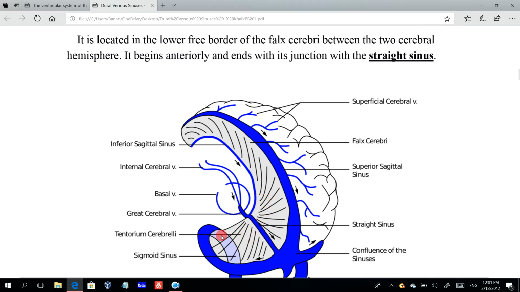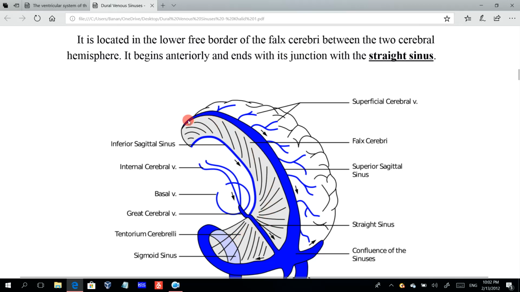as we said in the previous lecture, this covers the posterior cranial fossa, and beneath this tentorium, it's like a tent, beneath it we have the cerebellum. Of course, this is important because we will talk about other sinuses. We will reach these areas and you should know it. So this is the falx cerebri between the two hemispheres, and this is the tentorium cerebelli.